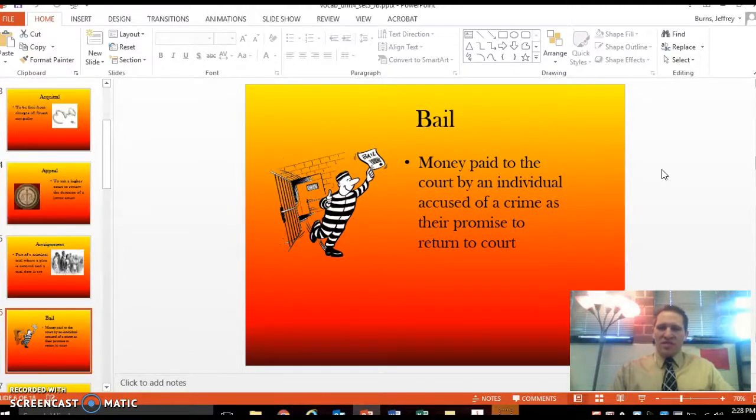Okay. The fourth one, second step in the arrest sequence, is jail or bail. So bail is money that you pay to be released from prison between the time that you're arrested and the time that your trial will start. And it's like a promise that you'll return to court.